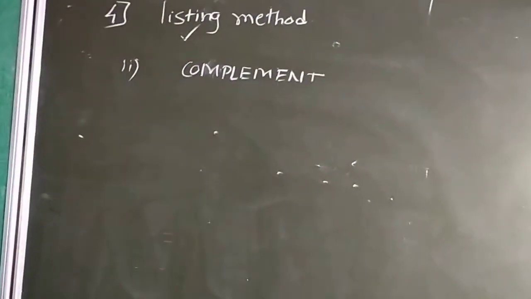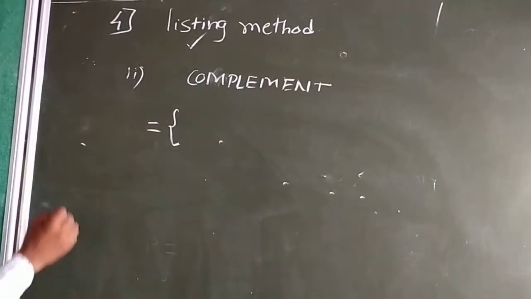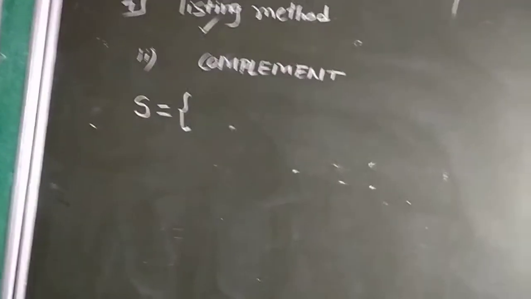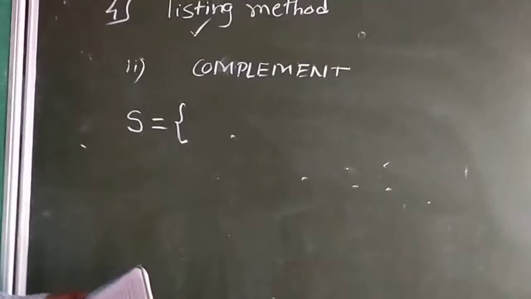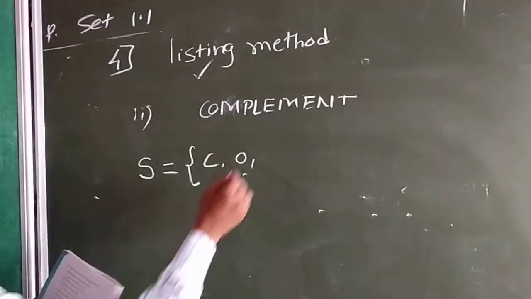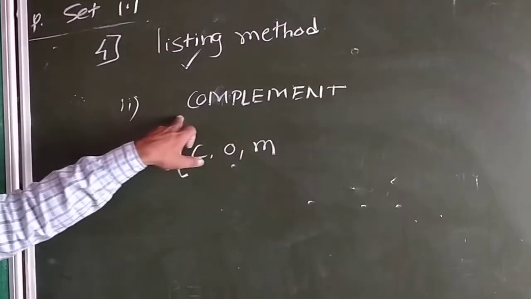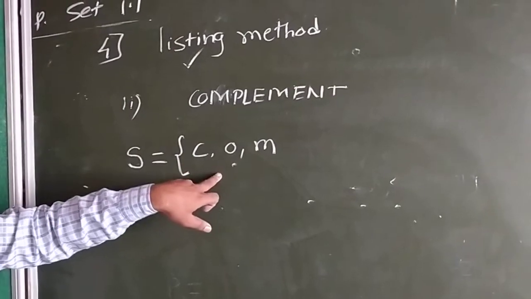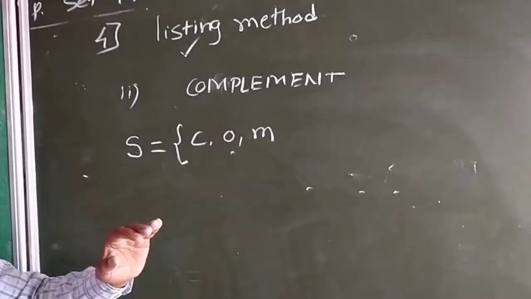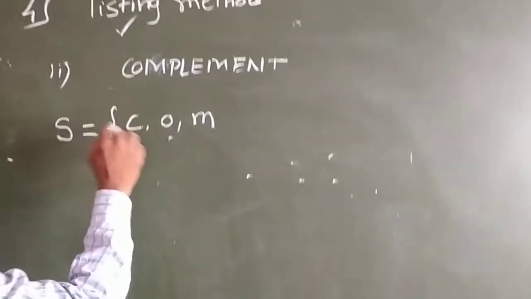We are writing this set as a listing method, which means each element we have written here. Suppose it is a set; we give the name capital letter C for the set in a curly bracket. C is an element, then O is also an element, then M is also an element. Here we are giving these as capital letters, but as per the rule of a set, we write the elements in small letters. So even though it is a capital letter, we are writing this in a small letter.